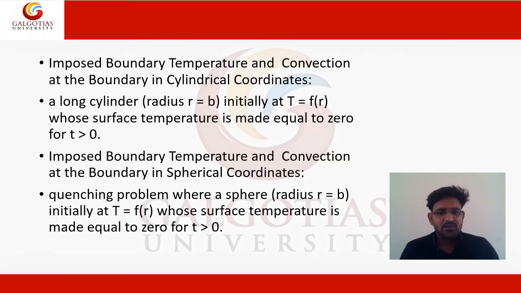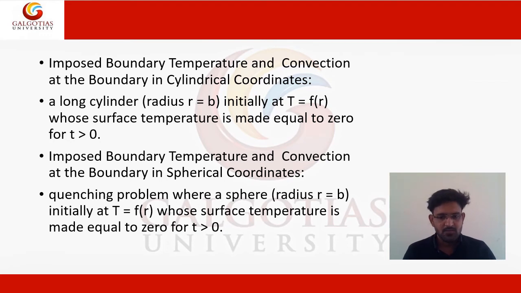Now when we are imposing the boundary temperature and convection at the boundary in cylindrical coordinates, let us take another example of a cylinder. A long cylinder of radius r equal to b, initially at T equal to F(r), whose surface temperature is made equal to 0 for t greater than 0. A long cylinder of radius r equal to b at T equal to F(r) is exposed to a cooling medium which extracts heat uniformly from its surface. So all these problems that you have already stated come under the unsteady state problems.